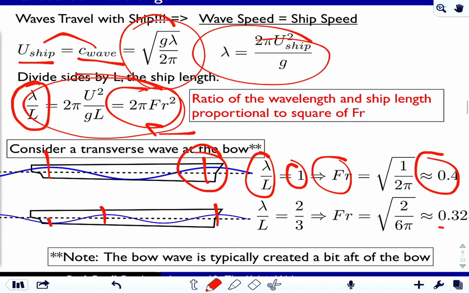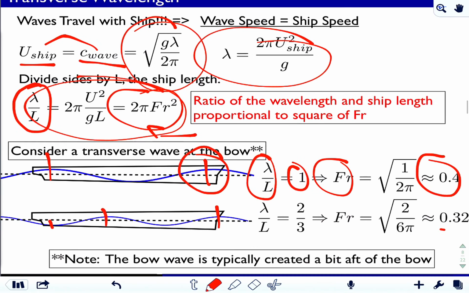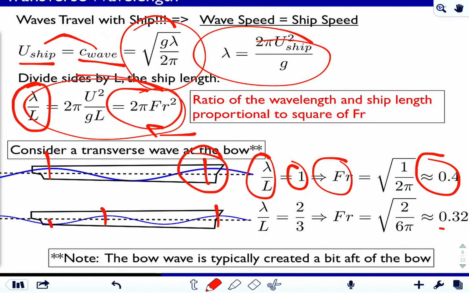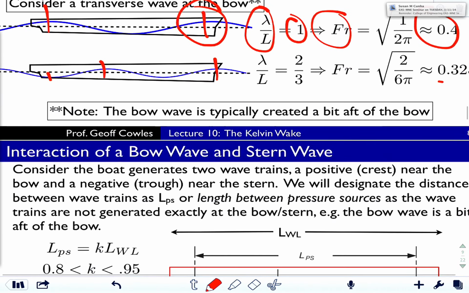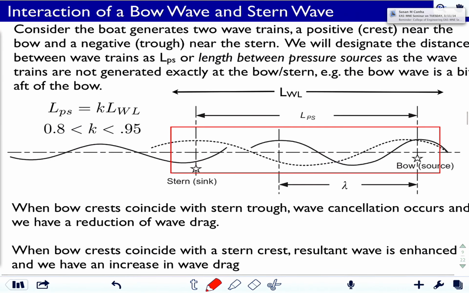Now, there's one complication, or something to consider, and that is that the bow wave is typically created a bit aft of the bow. And same with the stern wave. And what we're going to do is look at a simple interaction of a bow and a stern wave.